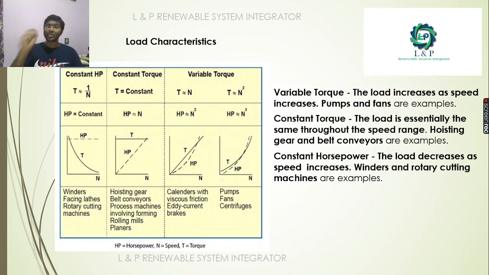Whereas constant torque means the load is essentially the same throughout the speed range. This we can use for conveyors and hoisting gears. If you want a constant horsepower, then the load decreases as the speed increases. This you can use for winders and rotary cutting machines.